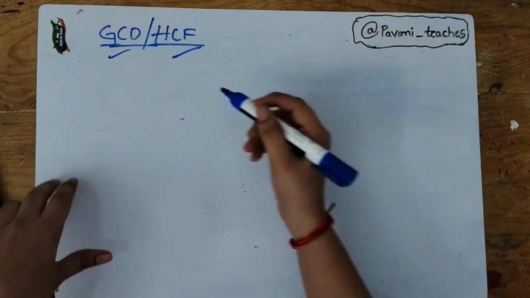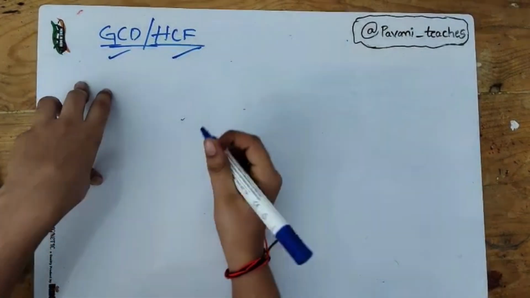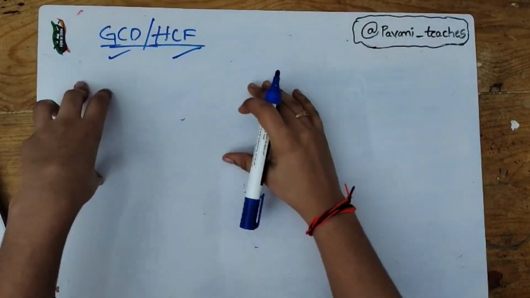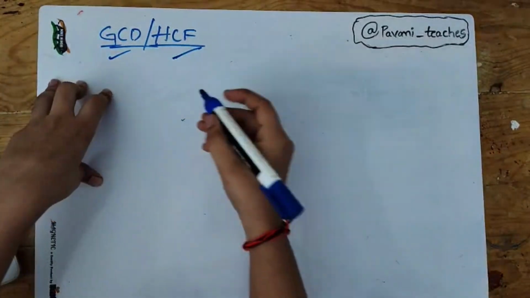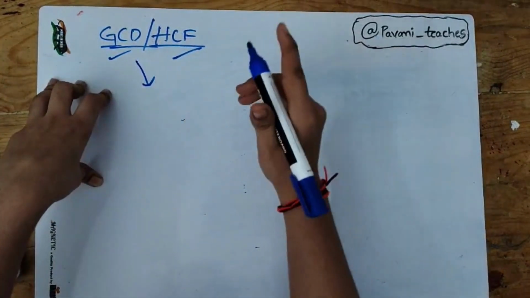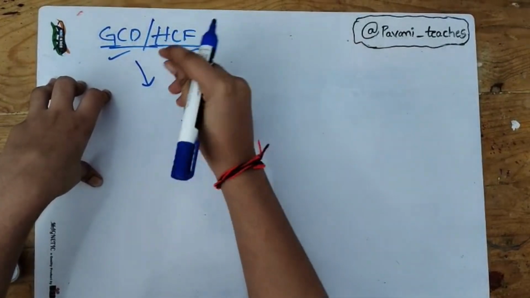Today in this video, let's discuss GCD or HCF of two numbers. Firstly, I'll explain the logic part, then I'll go with the C++ program. Now, firstly you have to know what is GCD. GCD is nothing but greatest common factor.